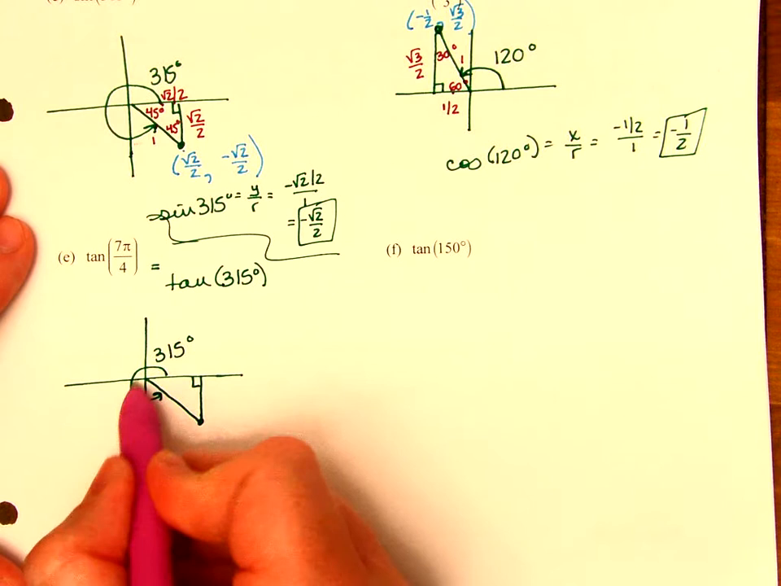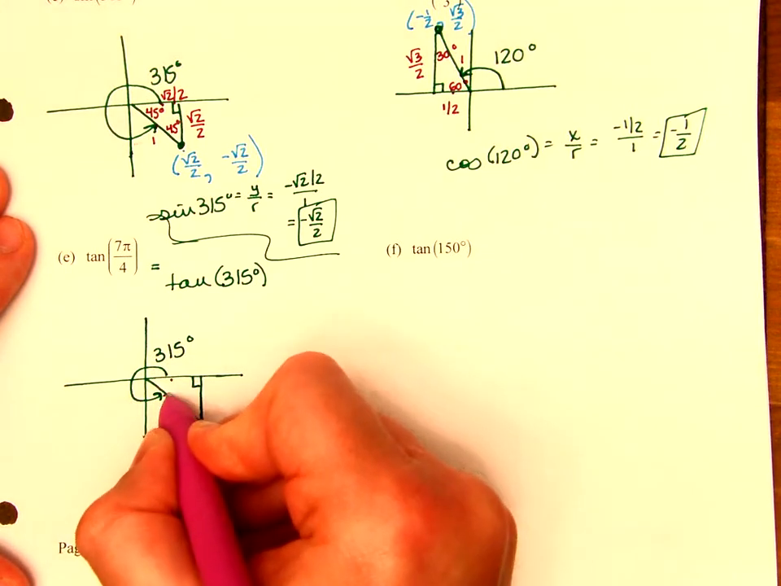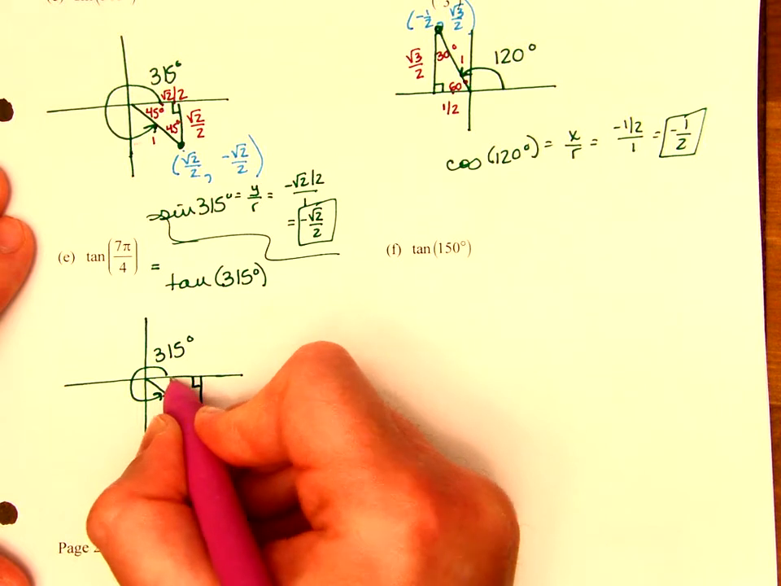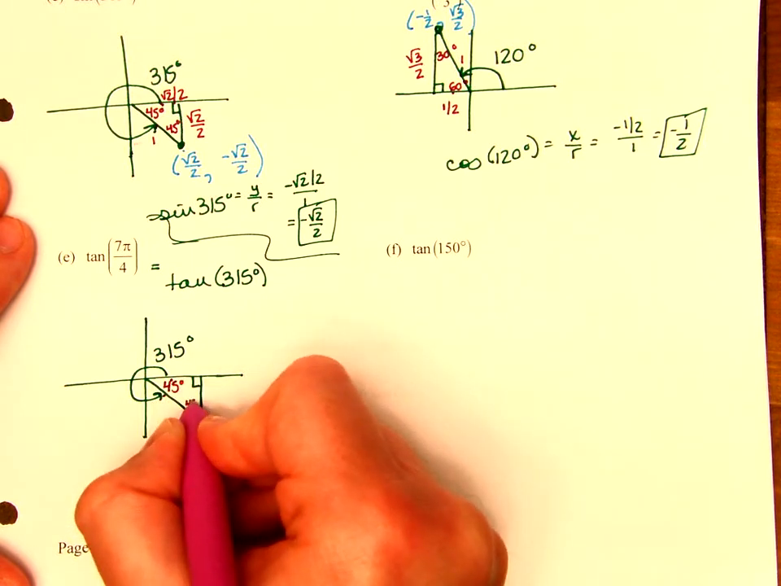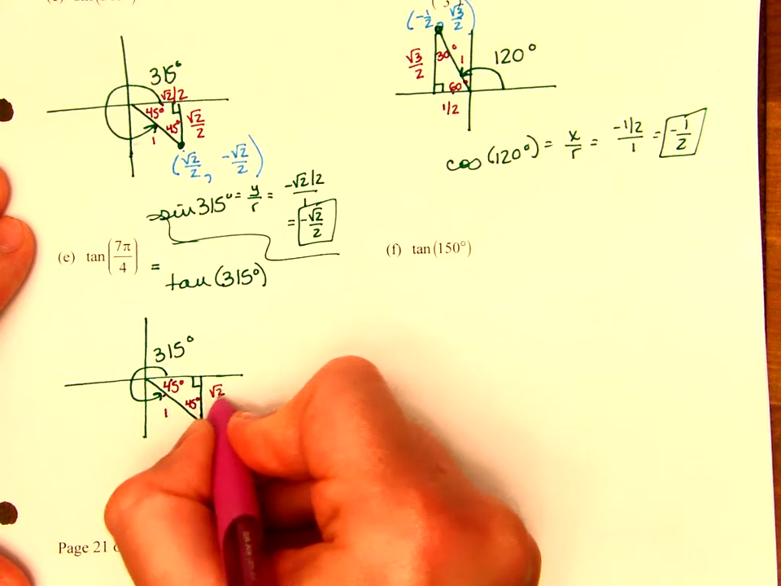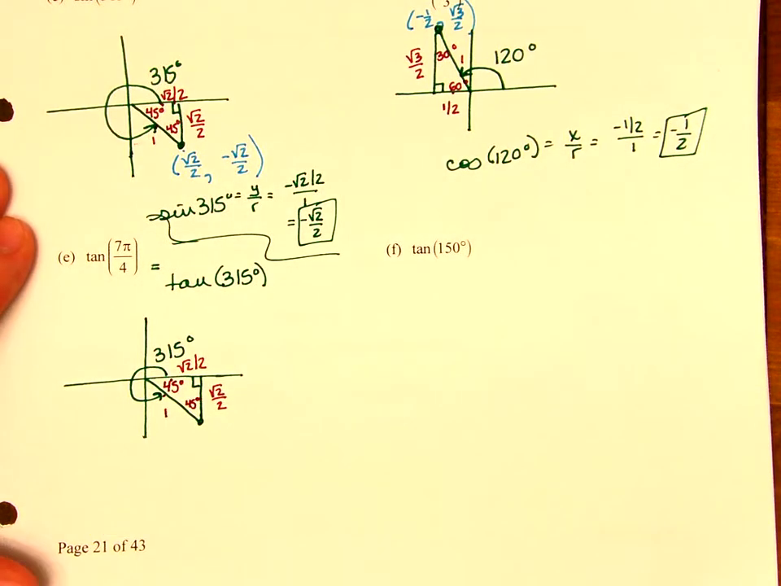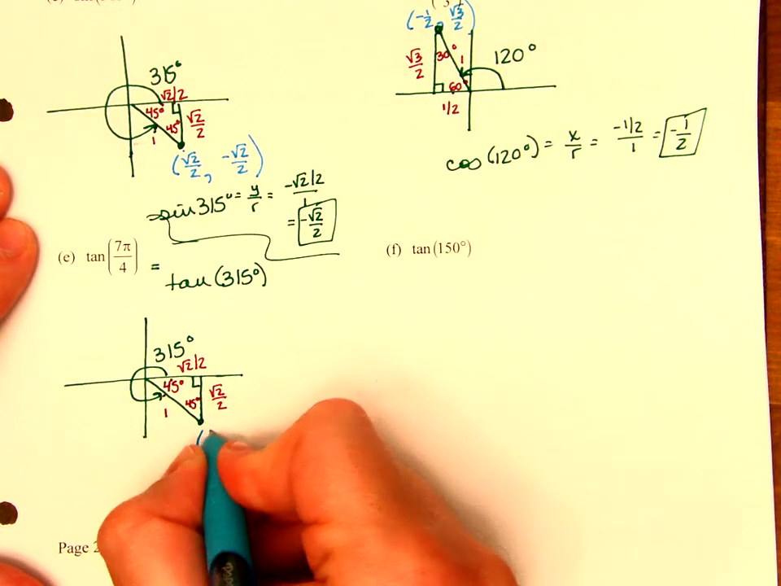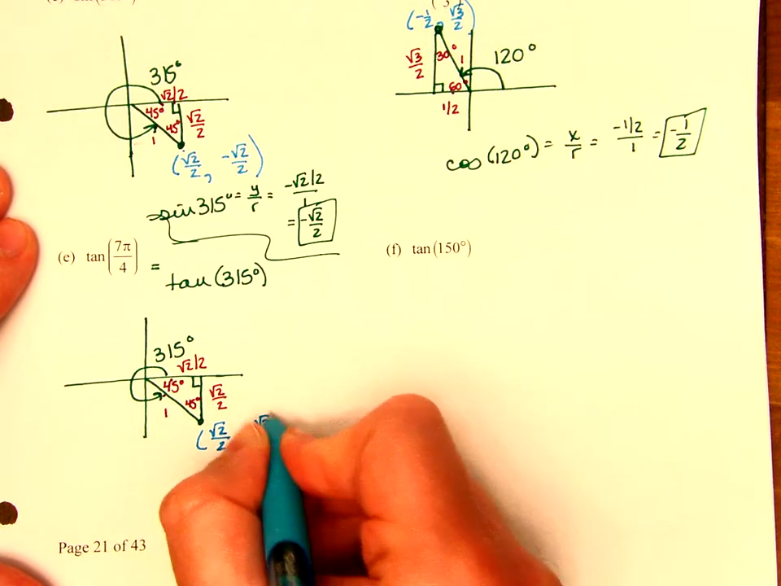I know that if this is 315 and all the way around is 360, how many more degrees would I go to get from 315 to 360? 45. 45 degrees over there. So I'm going to fill in those. Hypotenuse is 1. I know my sides are root 2 over 2. Actually, this is the exact same angle that I was dealing with in letter C. Root 2 over 2 in all those places. My coordinates are going to be root 2 over 2, comma negative root 2 over 2.